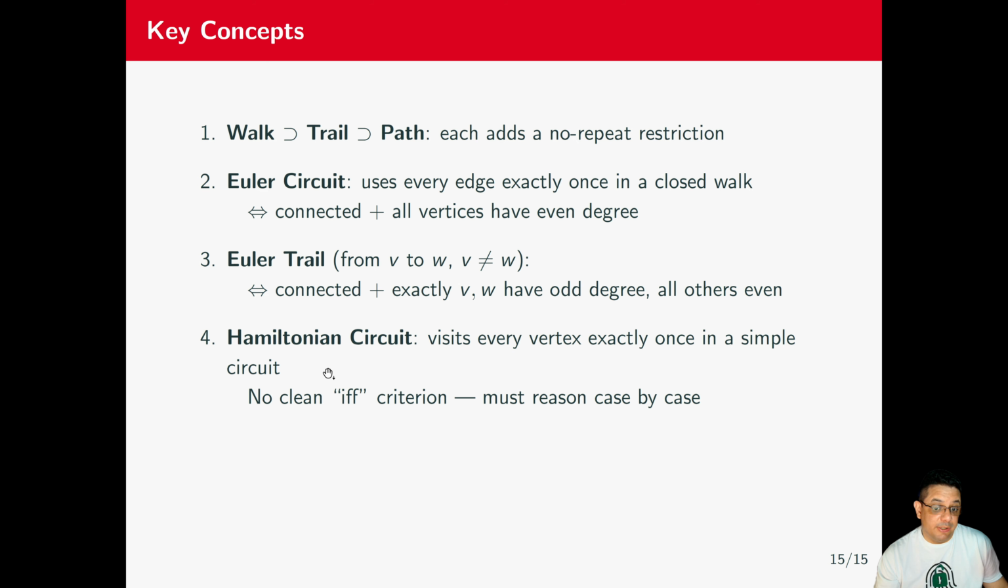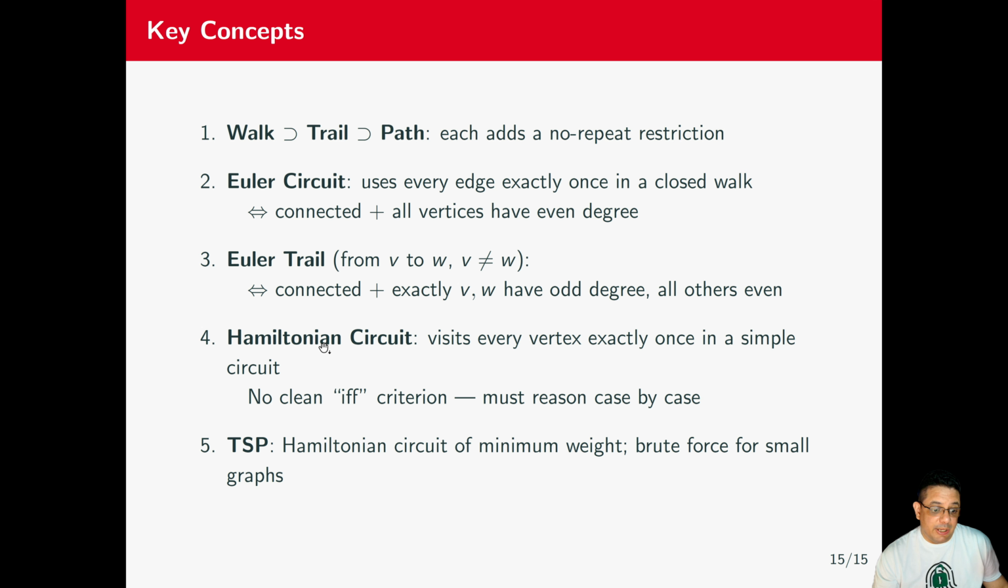We have the Hamiltonian circuit that visits every vertex exactly once in a simple circuit. There's no clean if-and-only-if criterion here. There must be a reason case by case when we're trying to figure out if we have a Hamiltonian circuit. We have the traveling salesman problem, where we're looking for a Hamiltonian circuit of minimum weight or minimum distance, and it only works by brute force for small graphs when we're trying to do it by hand.